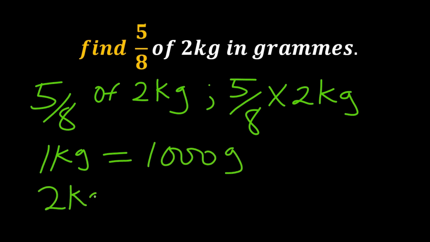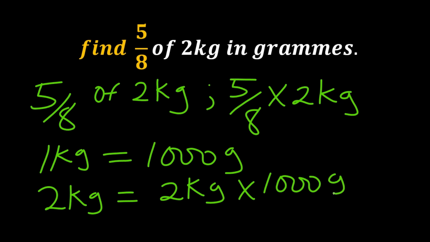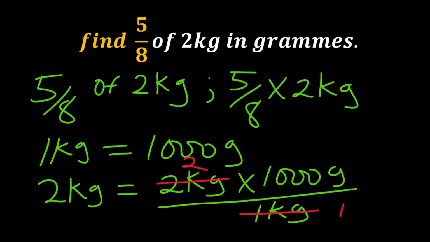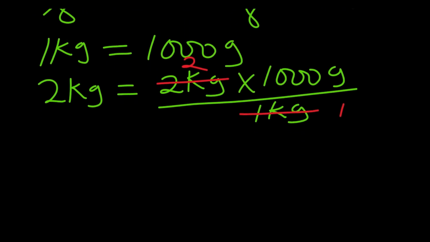2 kilograms will be equal to 2 kilograms times 1000 grams all over 1 kilogram. Simplifying, 1 kilogram divided by 1 kilogram, we are left with 1, and 2 kilograms divided by 1 kilogram, we are left with 2. 2 times 1000 grams will be equal to 2000 grams. Therefore, 2 kilograms is equal to 2000 grams.